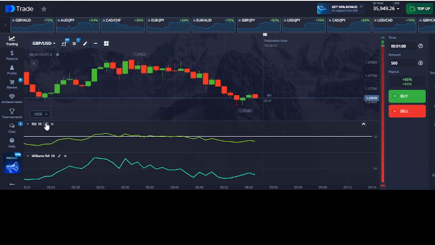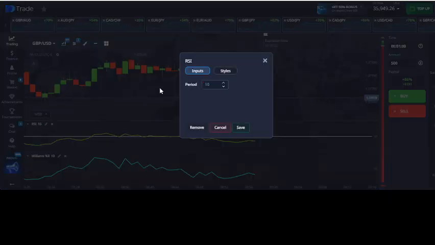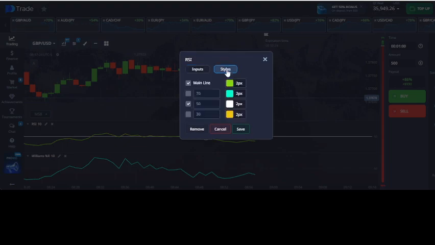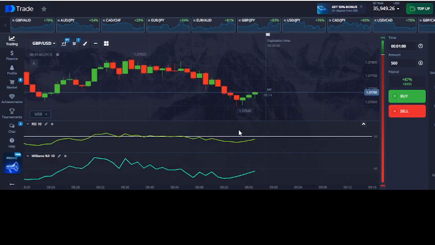If I go in and check the RSI settings here, I've set the period to 10, and in the style settings, I've disabled the 70 and the 30 line. They're enabled in the default settings, but I won't be utilizing them. And I'm gonna change the line width for the main line and the 50 line to 2 pixels each. Okay, so we save that.